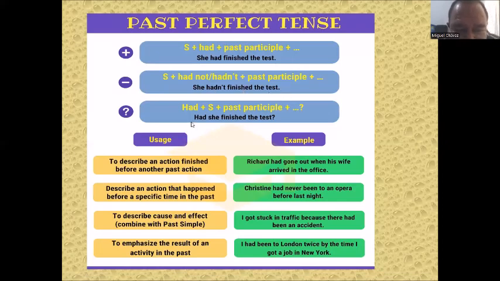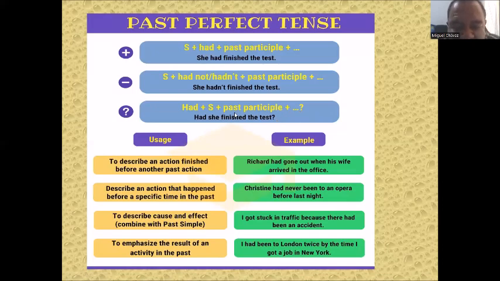For questions, don't forget to write or say the auxiliary verb at the beginning. Had she finished the test? After had, we are going to have the subject and then the past participle plus the complement.